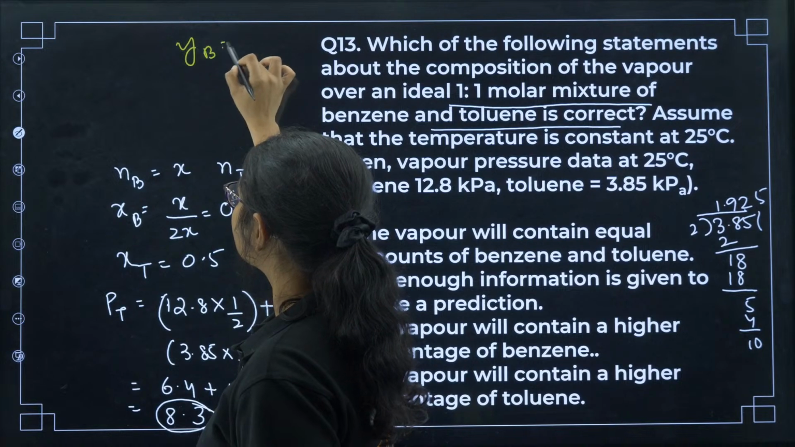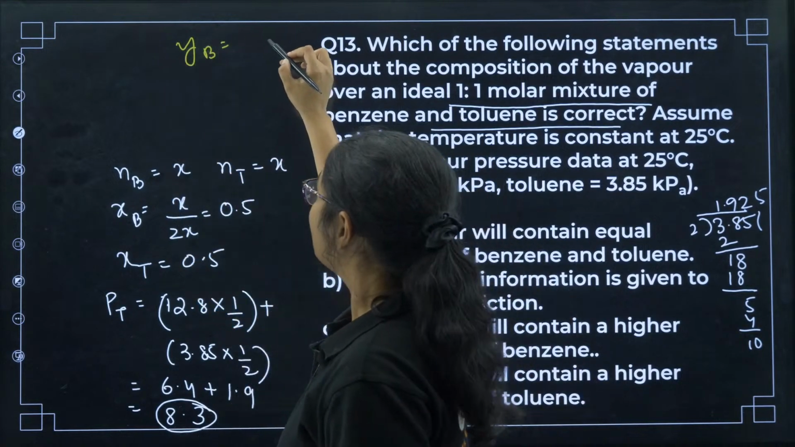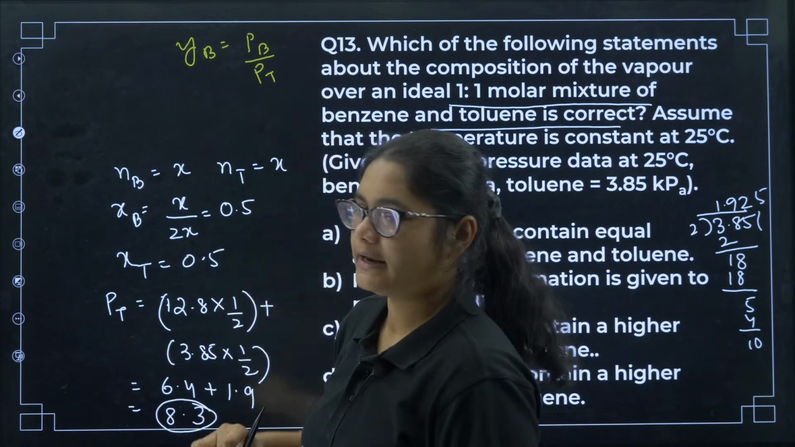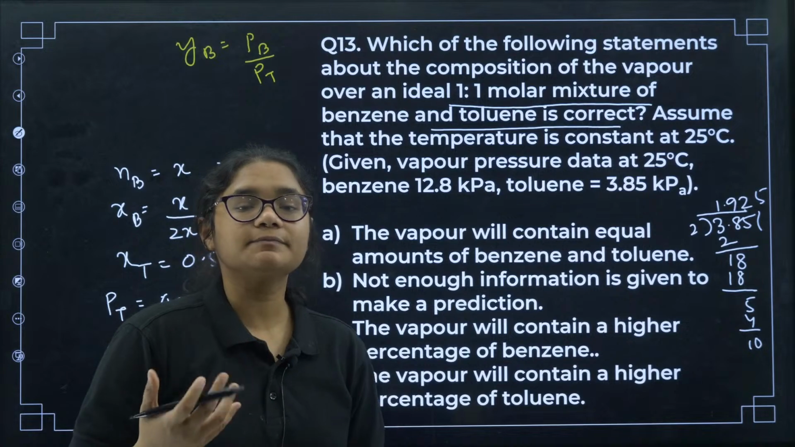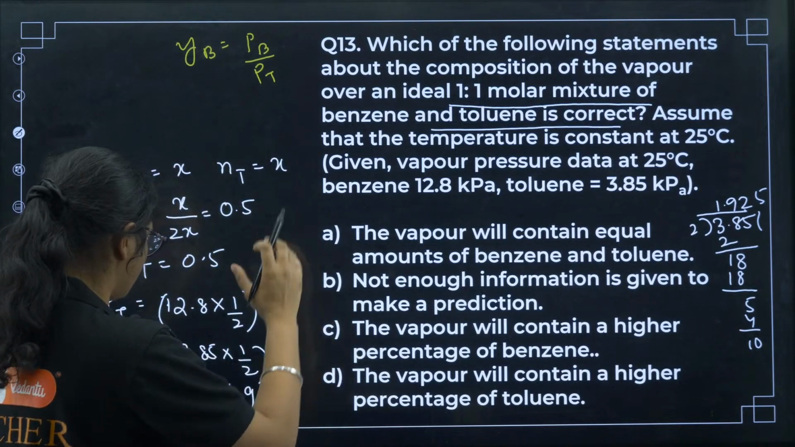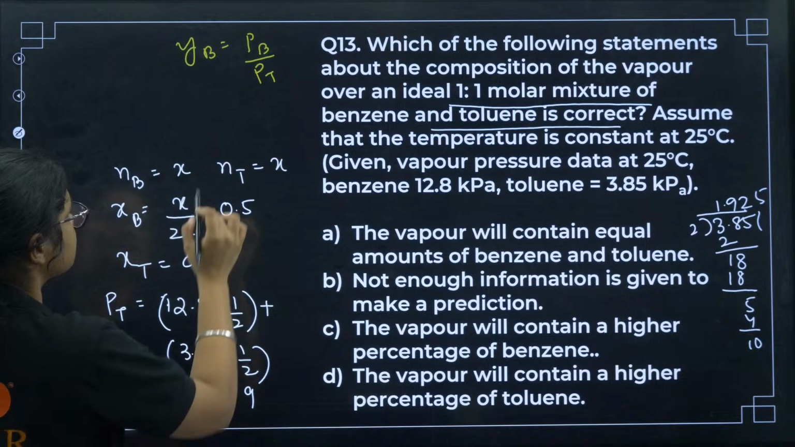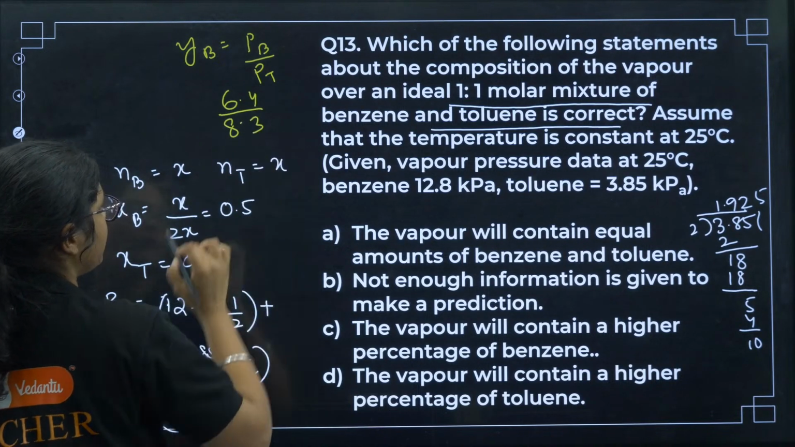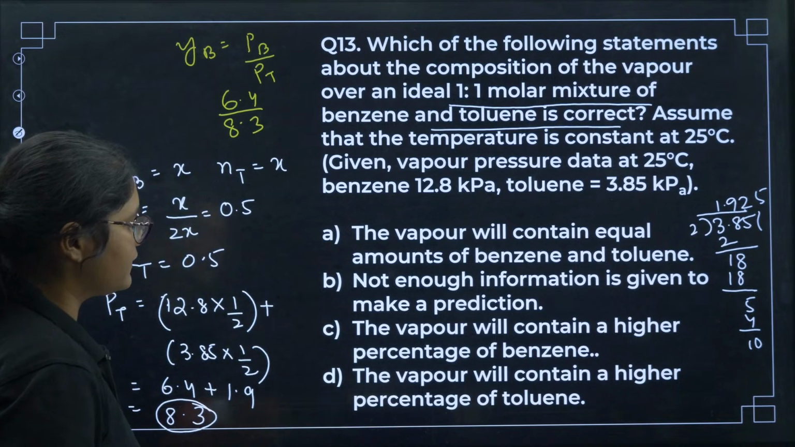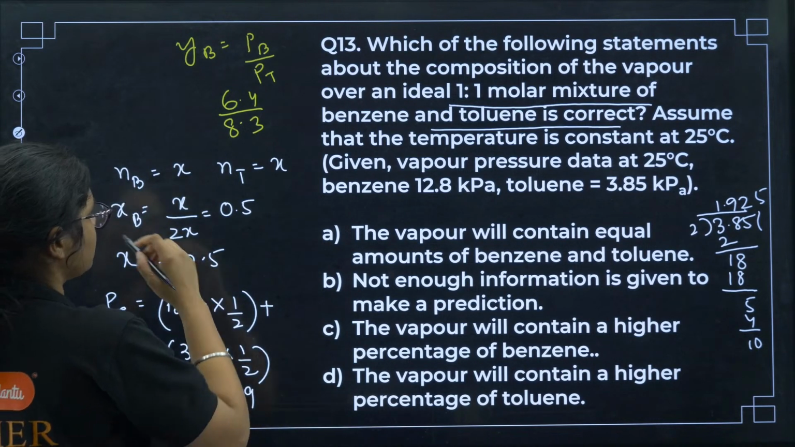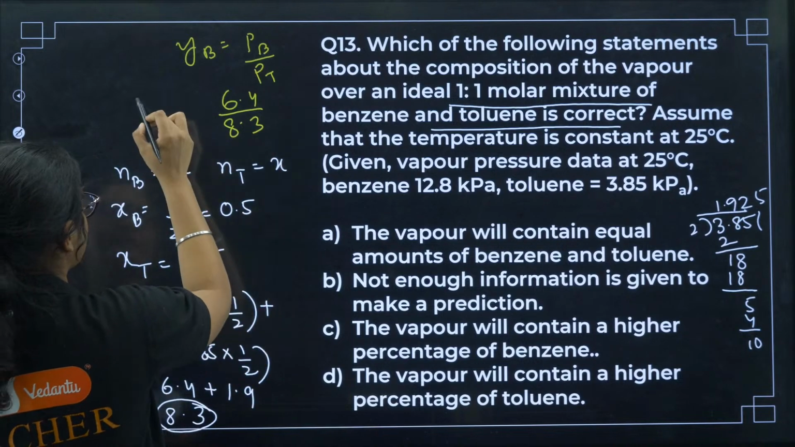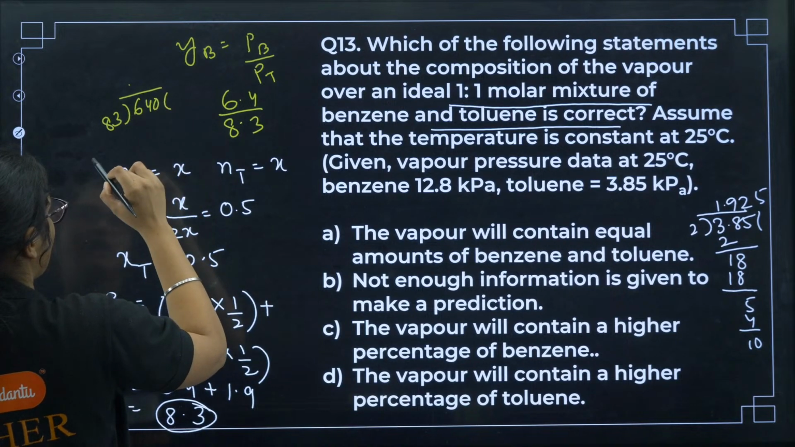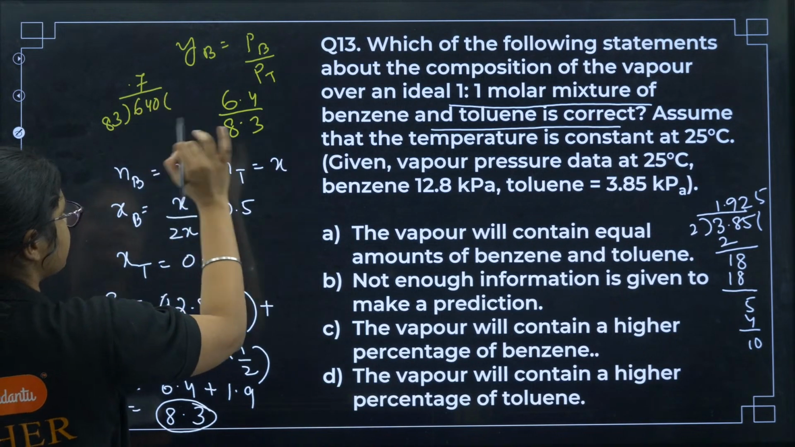Y of benzene will be P of B by P total, right? P B by P total. What is P B? P naught B into X B. So that is your P naught B into X, which is 6.4. 6.4 by the total pressure, that is 8.3. If I divide this one, you will find that you will get 64 by 83, somewhere around 64 by 83. So if I solve this one, I will get some 0.7 something.